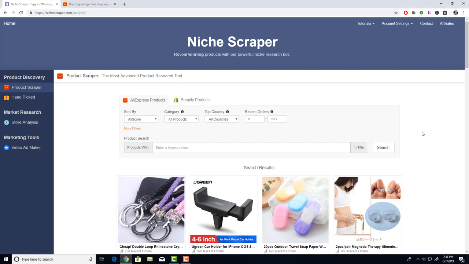Well, this is really the bread and butter of Niche Scraper and what we are known for. We are known for our powerful web scraper, which analyzes millions of products across the web, analyzing different marketplaces and order history to tell you which products are trending and which products you can sell right now that have demand in a market.